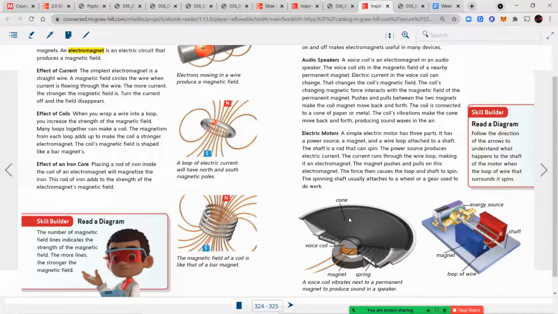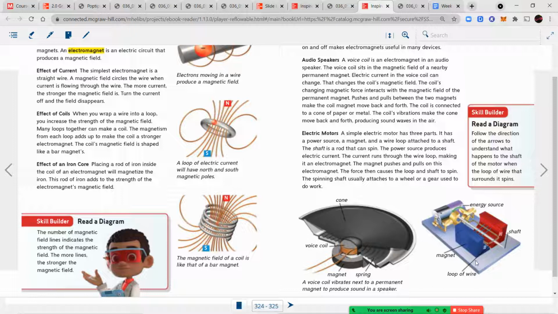Electric motors. A simple electric motor has three parts. It has a power source, a magnet, and a wire loop attached to a shaft. The shaft is a rod that can spin. The power source produces electric currents. The current runs through the wire loop, making it into an electromagnet. The magnet pushes and pulls on this electromagnet. The force then causes the loop and shaft to spin. The spinning shaft usually attaches to a wheel or a gear that's used to do work.